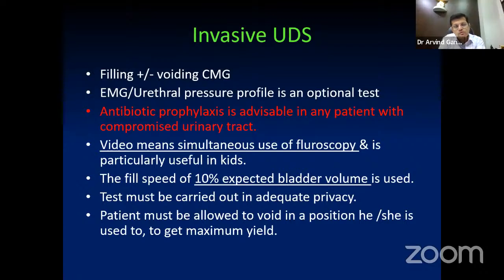This is what I was talking about, the fill speed. The fill speed should be 10% of the expected bladder volume. So that is the importance of why you have to do a uroflowmetry before doing an invasive urodynamics.